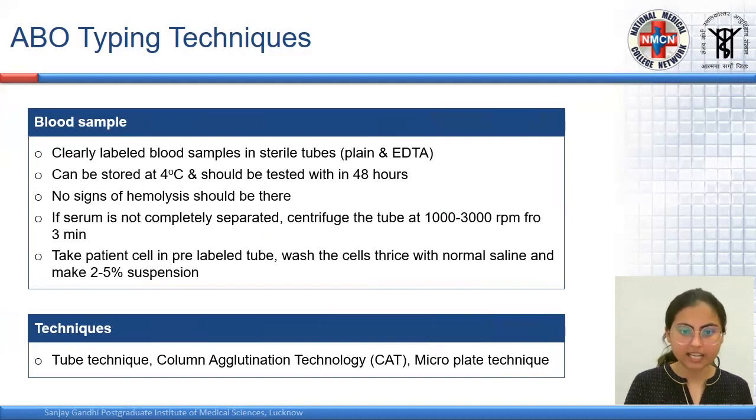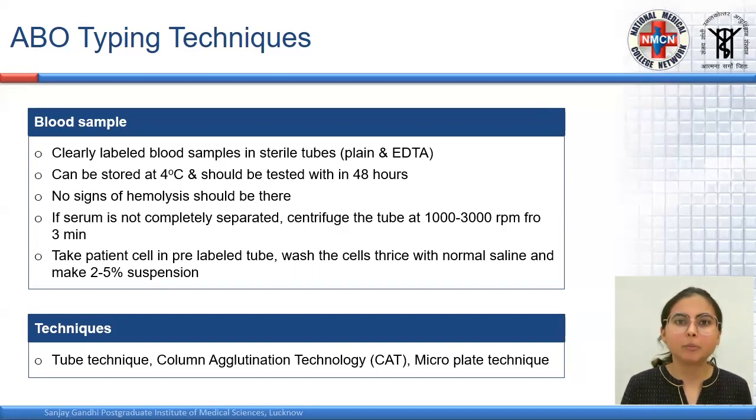They can be plain as well as EDTA. Both are required. EDTA is required to separate the cells for the testing, and plain is required to obtain the serum for the testing. The sample can be stored for up to 2 days at 4 degrees Celsius and the test can be performed. Hemolysis should not be there in the serum or the plasma while you are performing the test. If the serum has not completely separated from the cells, the tubes should be centrifuged to make the layers separate.